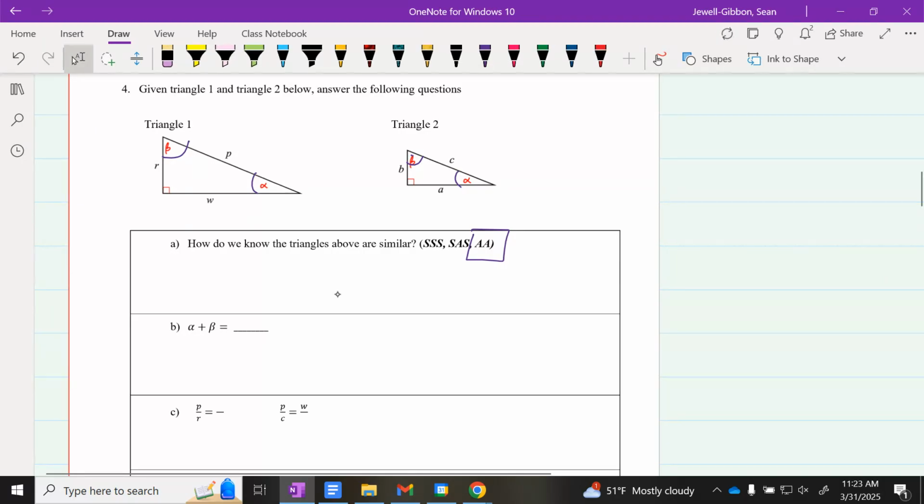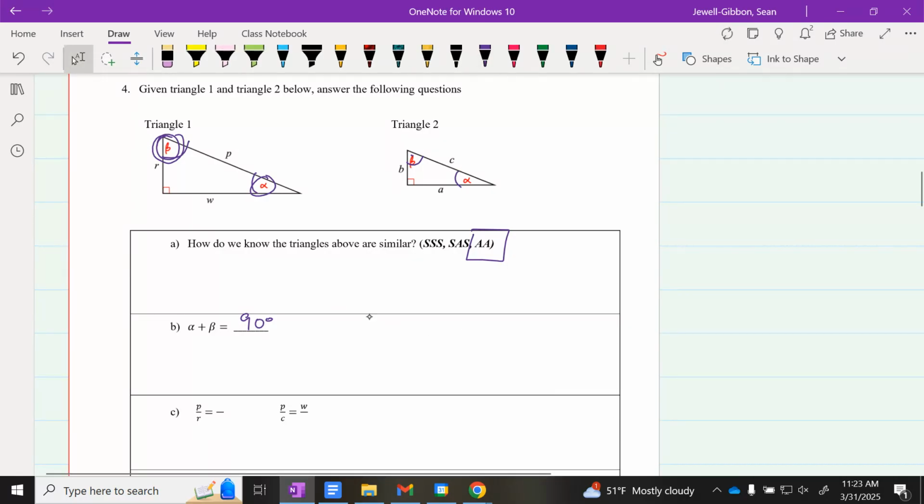Next one here says alpha plus beta. All this is getting at here is if we take alpha right here and add it to beta, that is going to be equal to 90 degrees. So the two smaller angles of a right triangle always add to 90 degrees.